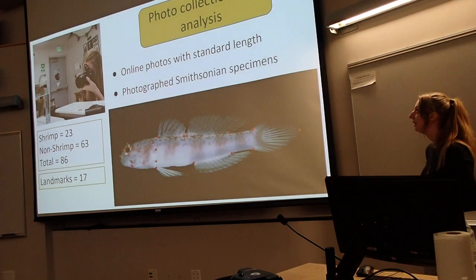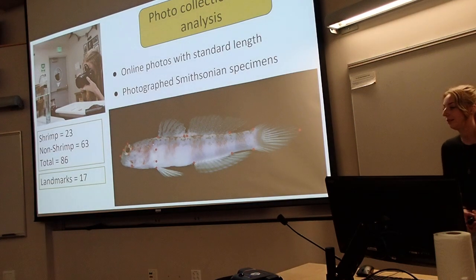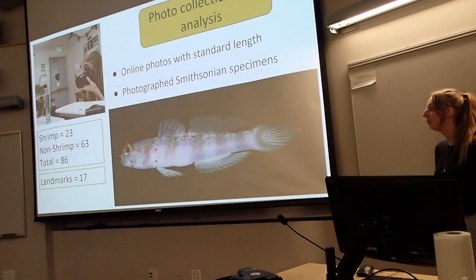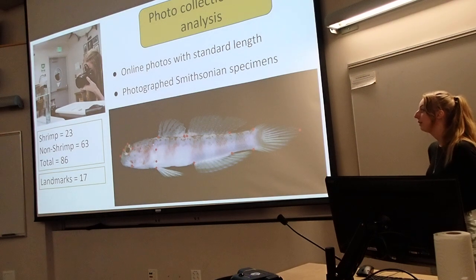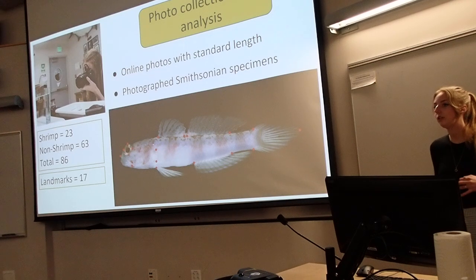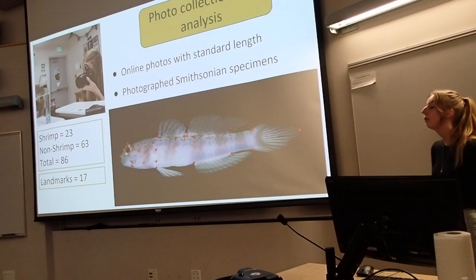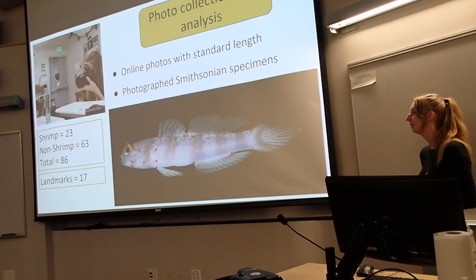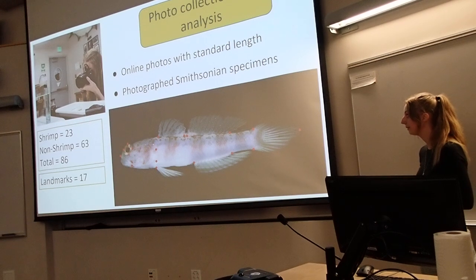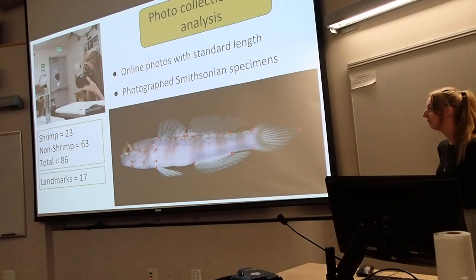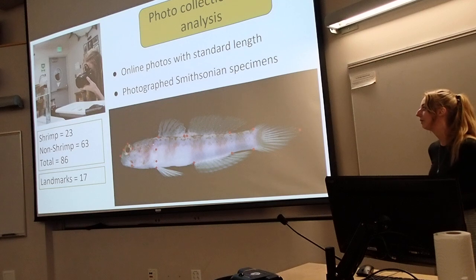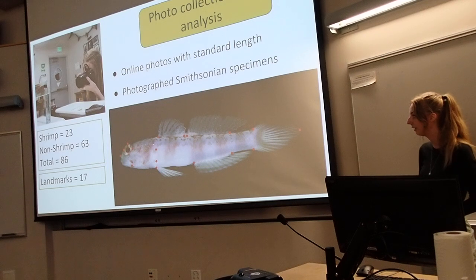So the first thing that we did was this photo collection and analysis. I had 86 gobies in the family Gobiidae in my sample set, and I went online and tried to find images that looked kind of like this one, where I could see all the morphology, it was a clean shot, and it also needed to have the standard length, because I needed to know how big this fish was. If we couldn't find that, we ended up employing the Smithsonian, who sent me a big box of fish that I was able to photograph in the UW fish collection.